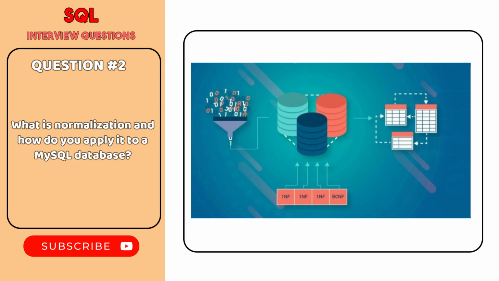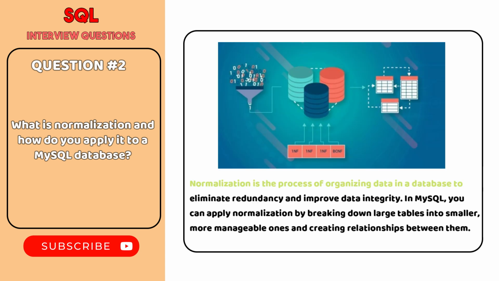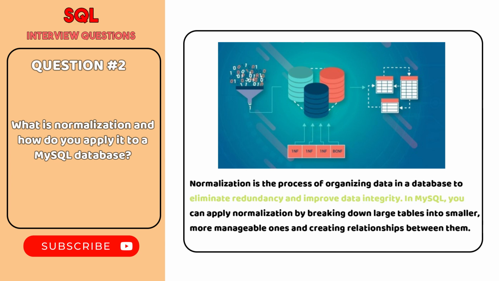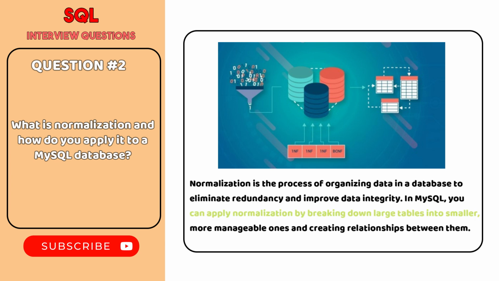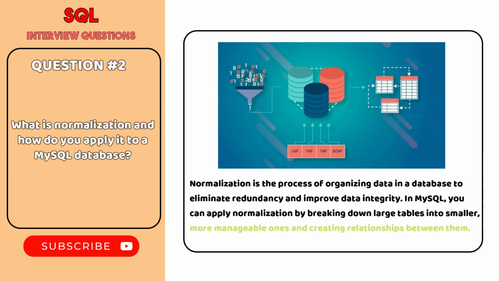What is normalization and how do you apply it to a MySQL database? Normalization is the process of organizing data in a database to eliminate redundancy and improve data integrity. In MySQL, you can apply normalization by breaking down large tables into smaller, more manageable ones and creating relationships between them.